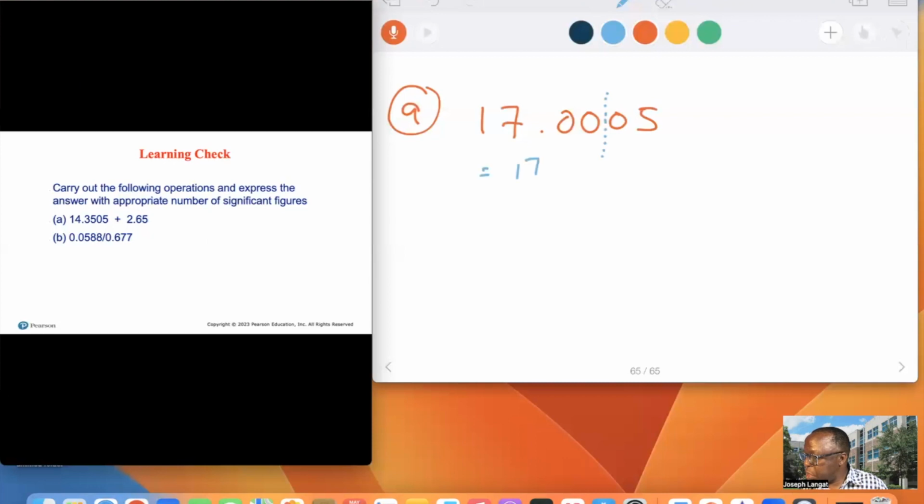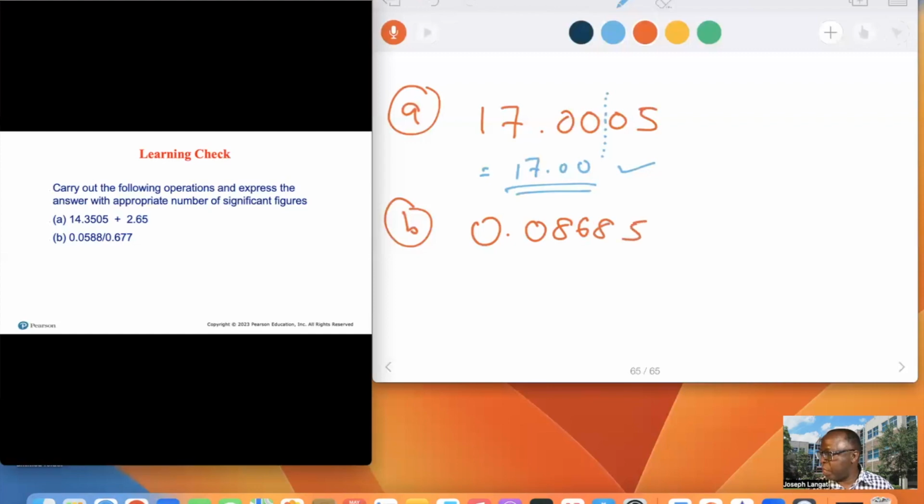It's gonna be 17.00. This is the correct answer. And then B, it is division. So 0.0588 divided by 0.677. What I have here is what I got for B: 0.0868537666. Sometimes I see this in some lab reports.